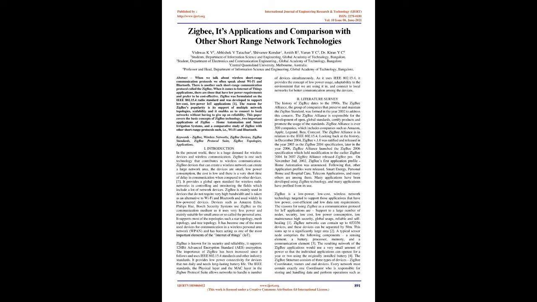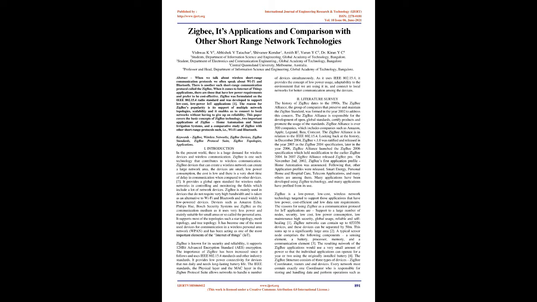The reason for Zigbee's popularity is its support of multiple network topologies, scalability, and it enables us to connect to local networks without having to give up on reliability. This paper covers the basic concepts of Zigbee technology, two important applications of Zigbee, home automation and smart irrigation systems, and a comparative study of Zigbee with other short-range protocols, i.e., Wi-Fi and Bluetooth. Keywords: Zigbee, wireless networks, Zigbee devices, Zigbee standards, Zigbee protocol suite, Zigbee topologies, applications.